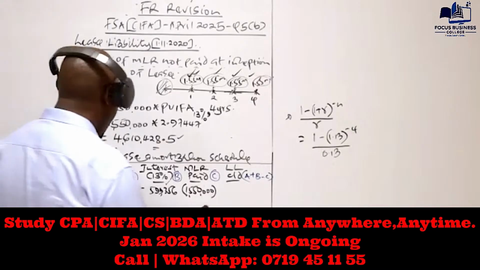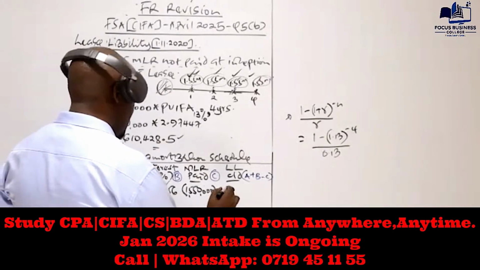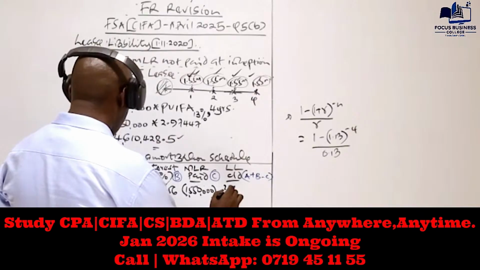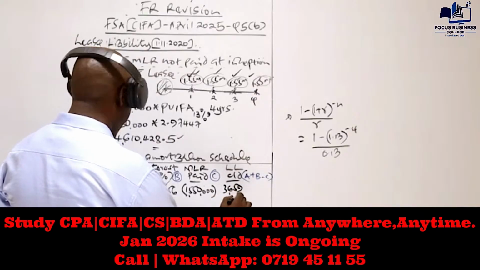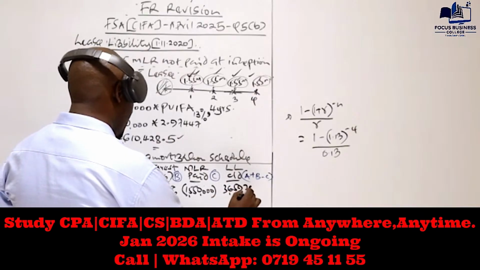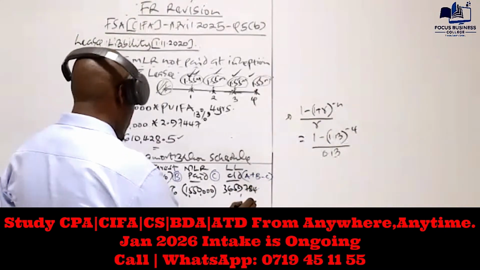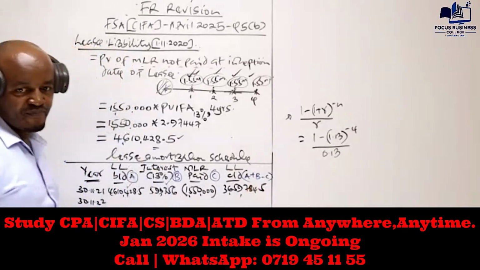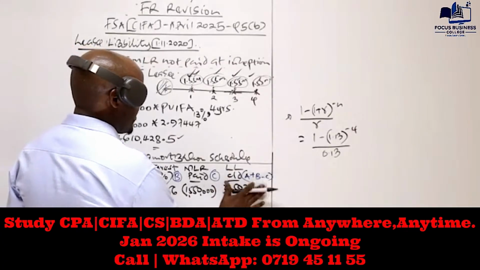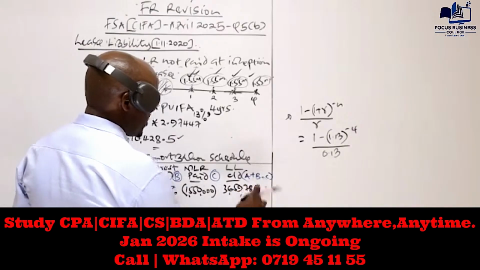Yes, and basically here I'm getting 36,59,784.5, or let's just work with this to the nearest whole number.